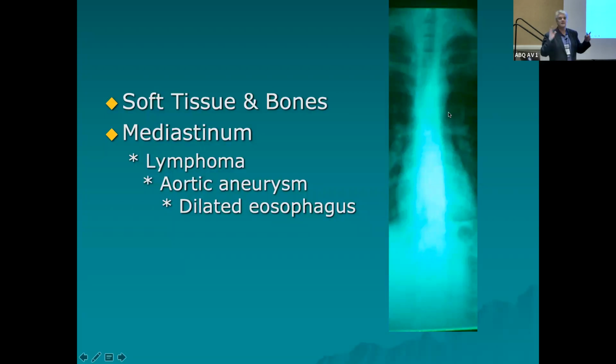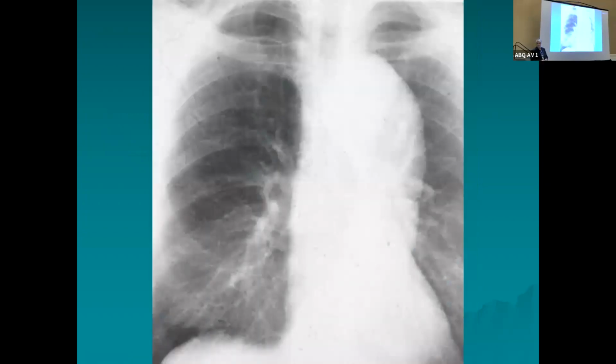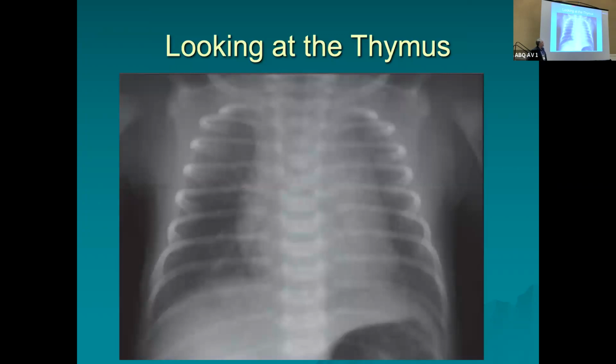Now, again, when you look at any widening of the mediastinum, you want to think, lymphoma. It could be an aortic aneurysm. It could be a dilated esophagus, depending on how far up that widening goes. This is an example right here of an aortic aneurysm. And you can see that broadening right through there of the aneurysm, where the heart comes right through here. The aorta usually comes right here, but when you've got an aneurysm, it's really wide right through there. We're going to take a time out, look at the thymus.